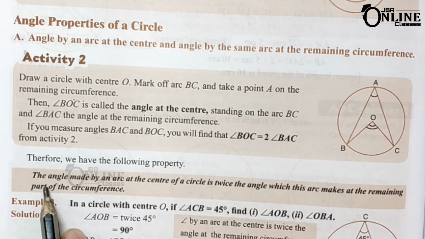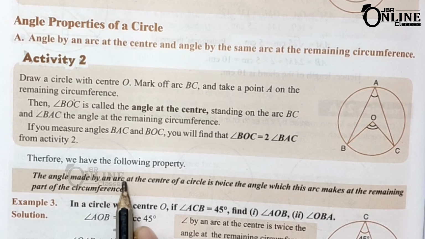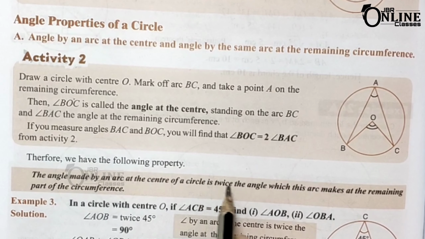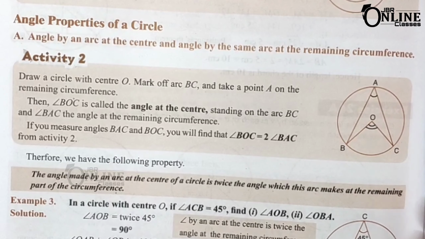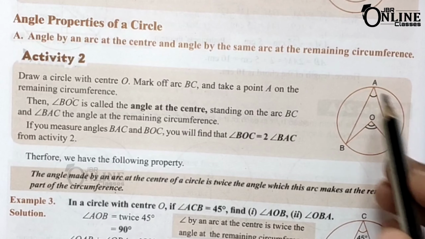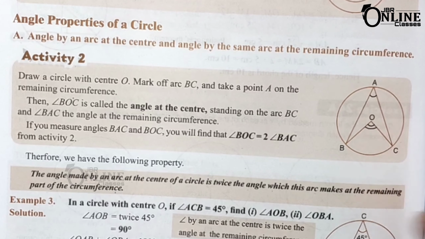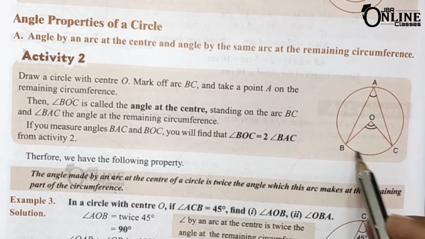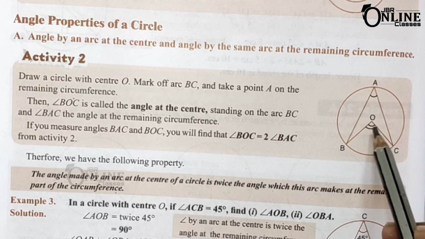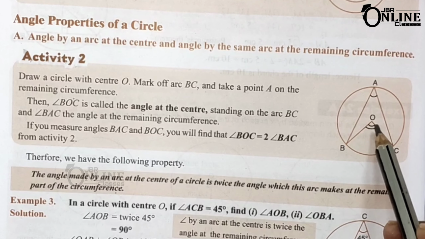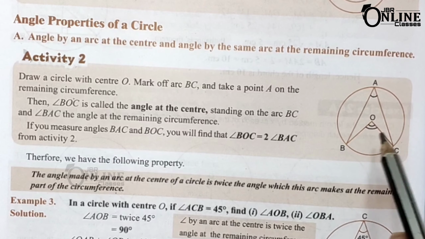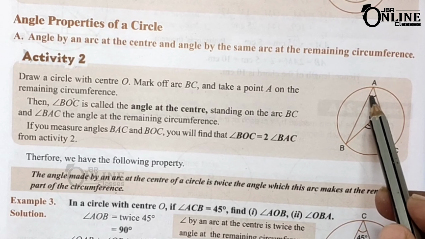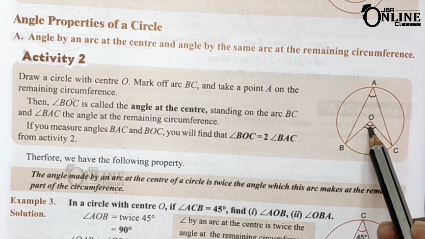The first property: the angle made by an arc at the center of a circle is twice the angle which the arc makes at the remaining part of the circumference. That means if this is a circle, this angle is made at the center and this one at the circumference, on the same arc, here BC is the arc. So the angle made at the center is double this one. If this one is 45 degrees, then this one equals 90. If this one is 20 degrees, this one equals 40 degrees.